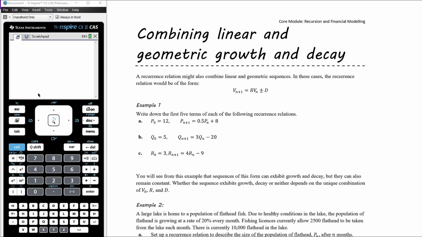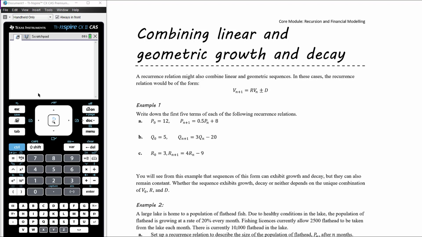Okay, so in this video, we want to begin to now combine together situations that involve both linear and geometric growth and decay. And this is going to enable us to deal with more realistic loan and investment situations where you would borrow money, but you would then make repayments. So the loan, for example, is earning compound interest, which is the geometric growth, but you are also paying money back on a regular basis.